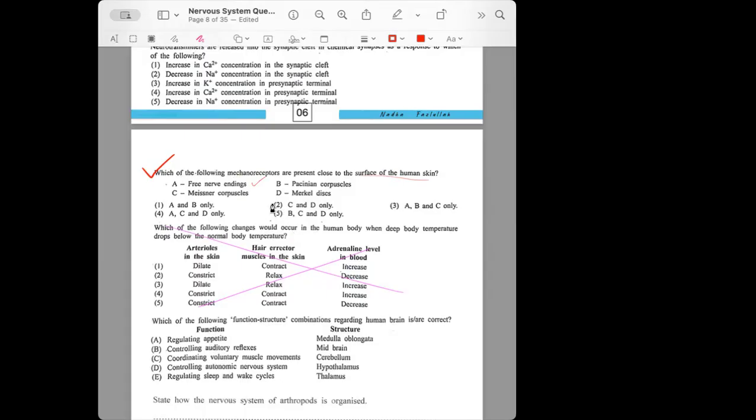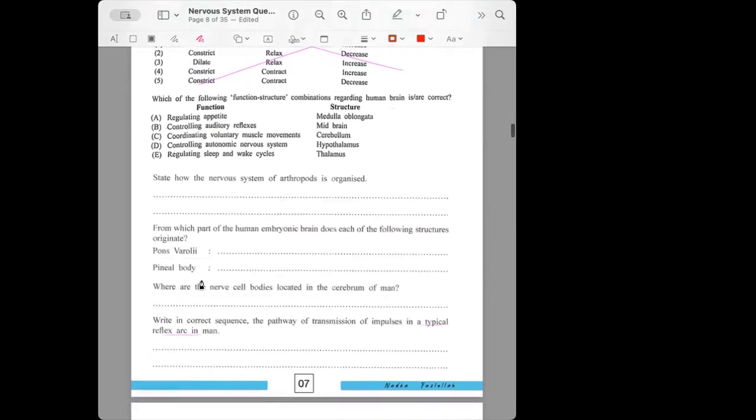So cancel out all the options which don't have A in them. Then B, Pacinian corpuscles. No, Pacinian corpuscle is a pressure receptor present in the deep skin. So B cannot come, and the first and third options are wrong. So the answer is A, C, D only. C, Meissner corpuscles detect light pressure, and Merkel discs detect light touch. These three are present close to the surface of the human skin as they are touch receptors. So the answer is the fourth one.